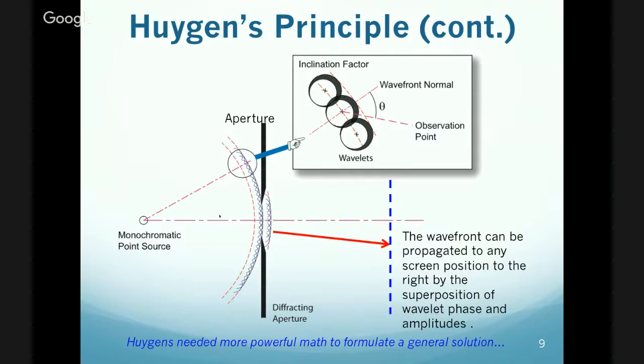And the cool thing about this is that Huygens came up with this because people even back in the 1600s could see that at edges there was this ringing phenomenon. And Huygens' idea explained that ringing phenomenon pretty well. He couldn't really work it out. It turned out he needed more powerful math to formulate a general solution. But his idea was so good that it's held on all this time, for over 400 years, and it's been greatly refined.